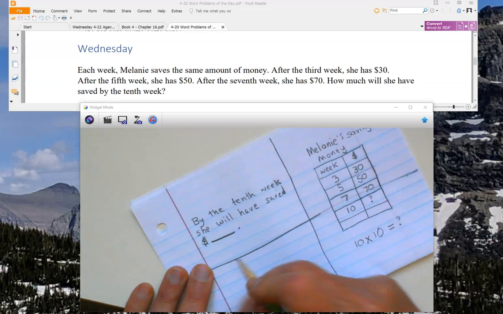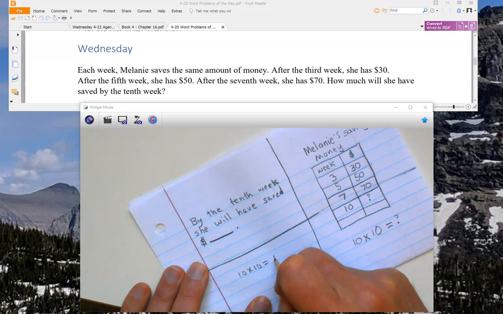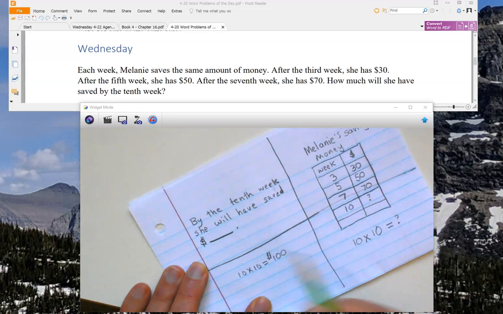Pretty easy to do. I know that 10 times 10 is a math fact, so I've got 100 as my answer. $100 is going to go in the question mark, which means that by the 10th week, she will have saved $100.